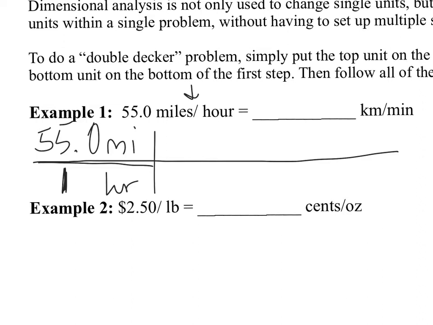Step 2 of our process, right? Figure out my ending point. I want to end with kilometers over minutes. So I'm going to have to turn miles into kilometers, and I'm going to have to turn hours into minutes. So multiple things are going to be changing. All you have to do is pick one at a time to work with. So it doesn't matter which one you do first. Let's just change hours into minutes first.